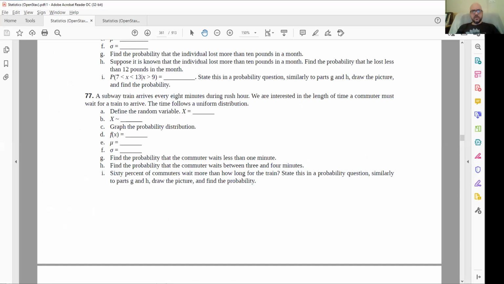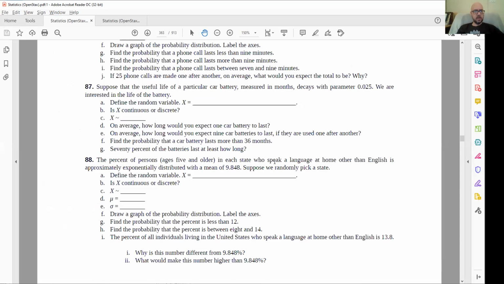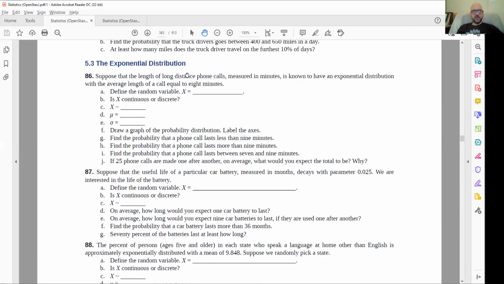All right, so the next problem was, oh my gosh, come on, that's bad. 86, and we got 86 and 89. So 86. Suppose the length of long distance calls is known to have an exponential distribution with the average length of a call equal to 8 minutes.